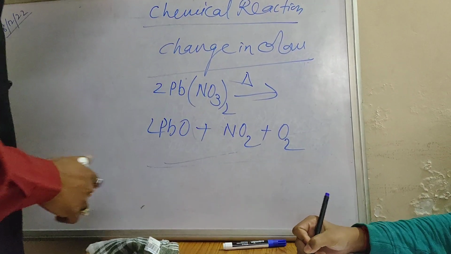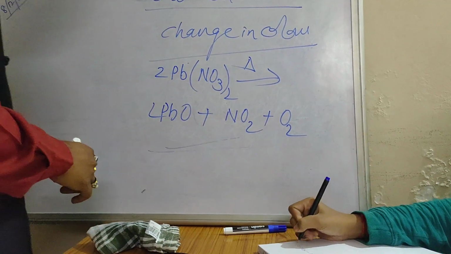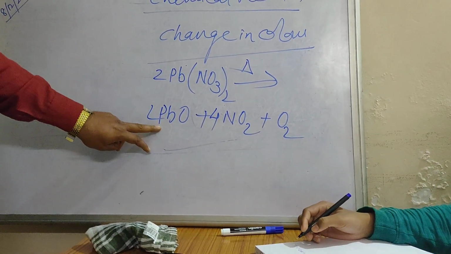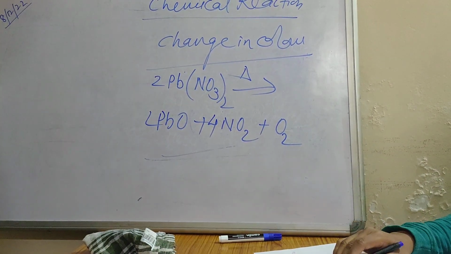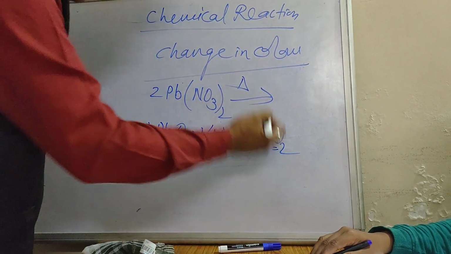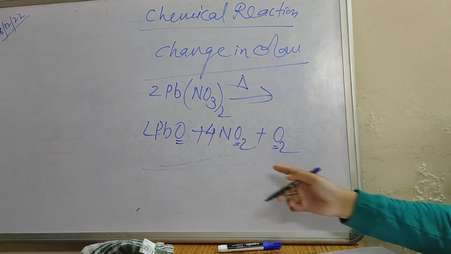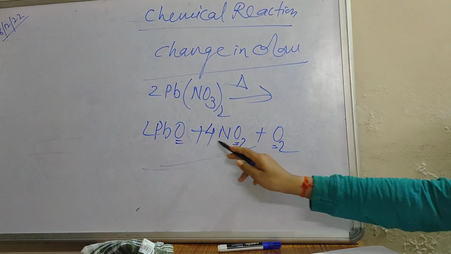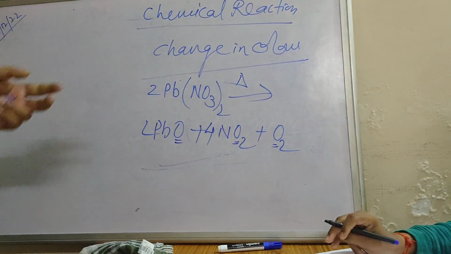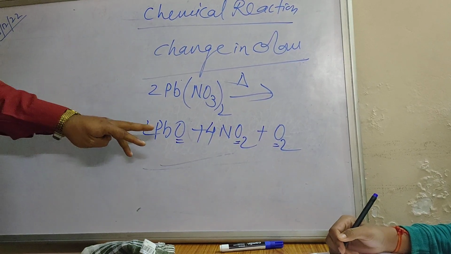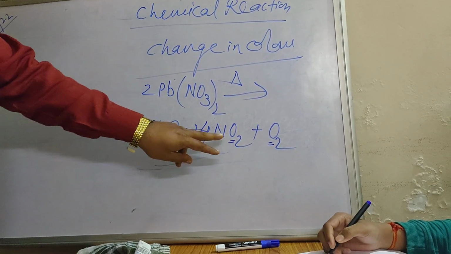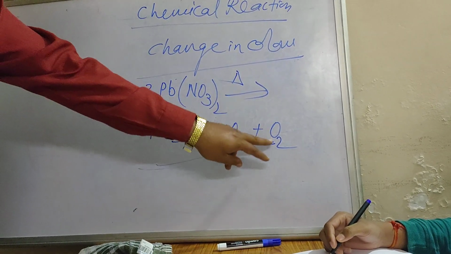Now let us see whether it is balanced or not. Is this balanced? No, let us give a 4 here. Lead is how much? 2. Oxygen is how much? 3 2s are 6. So 2 here, 2 here and 2 here, 6. Oxygen here is 8, 4 2s are 8. Right? Clear? So in this way, when we heat lead nitrate, it gives you lead oxide plus NO2 and O2.